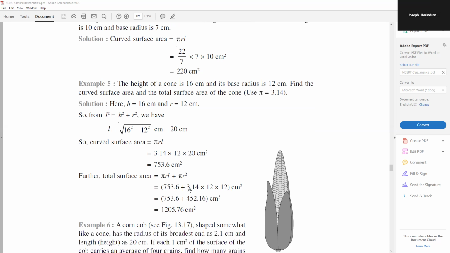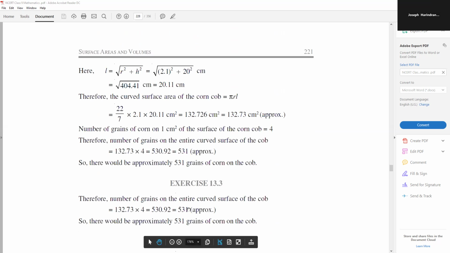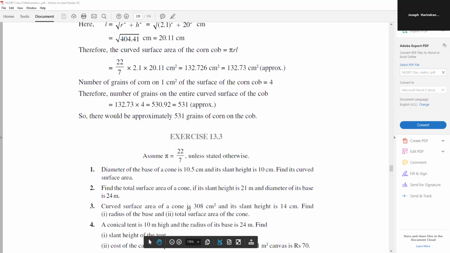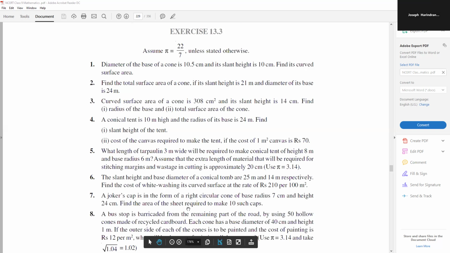The total surface area, or TSA, will be equal to pi RL plus pi r squared. Or you can use directly pi r into L plus R. Anyway, you'll get the answer. So these are the worked examples. And here, especially, the fifth question is slightly twisted. So we will be discussing this in detail.